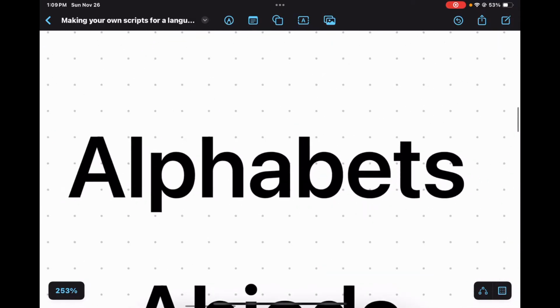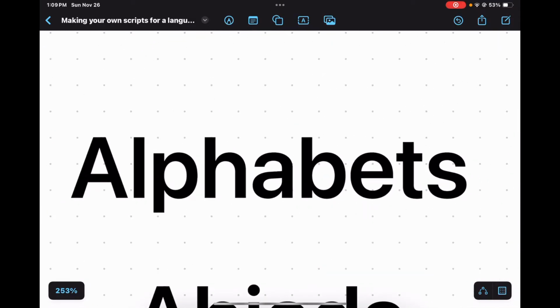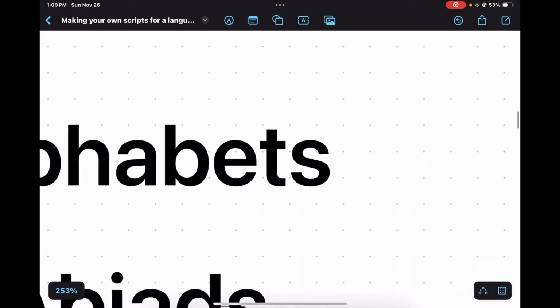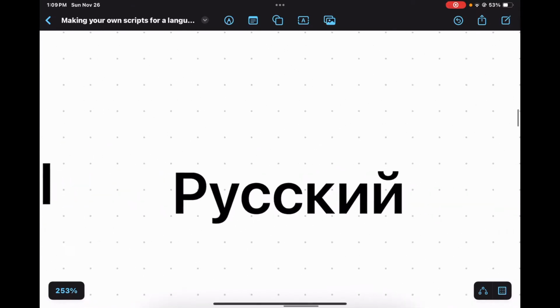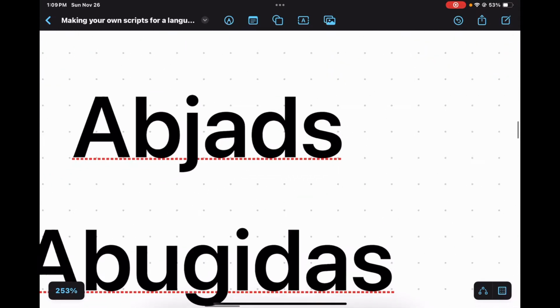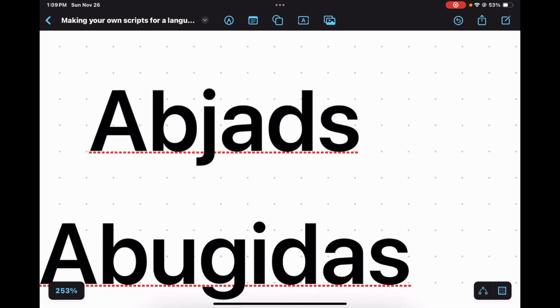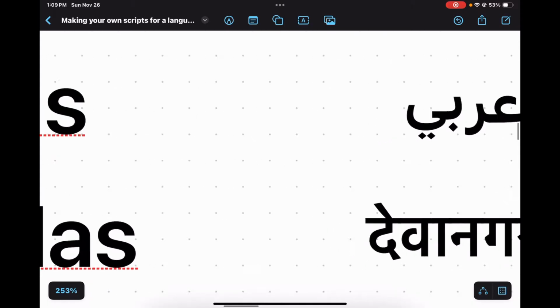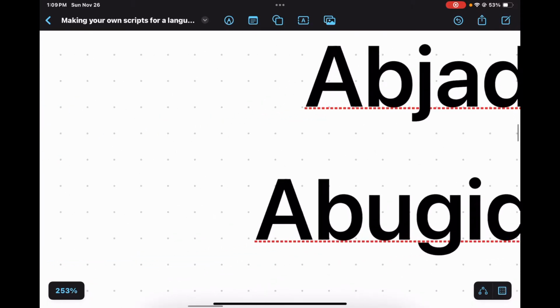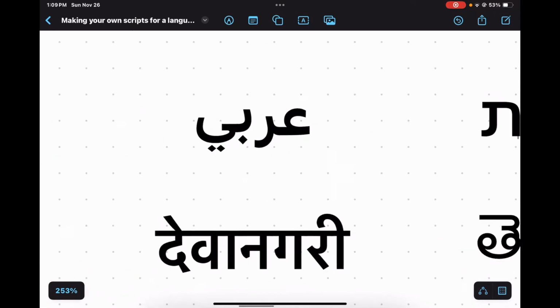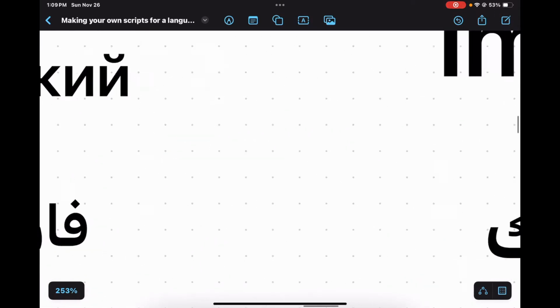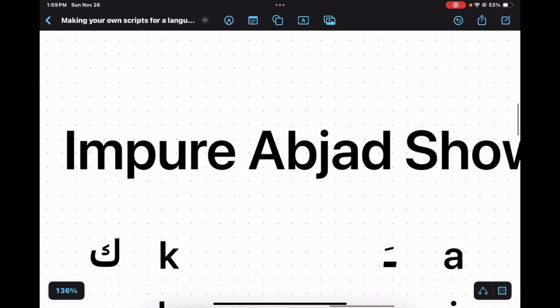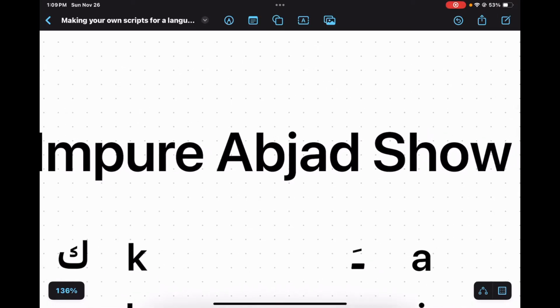There are alphabets, which just have a symbol for every sound in the language, kind of like English, Spanish, and Russian, and many others. And then there are abjads, which are basically like alphabets, but they just don't show vowels, like Arabic, Hebrew, and Farsi. Except that the old abjads didn't show vowels at all. They had no way of showing vowels.